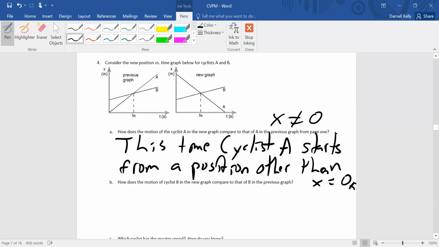All right, then, how does the motion of cyclist B in the new graph compare to that of B in the previous graph? Nothing changed. It almost looks the same. Absolutely right. The slopes are the same. That means the velocities are the same.